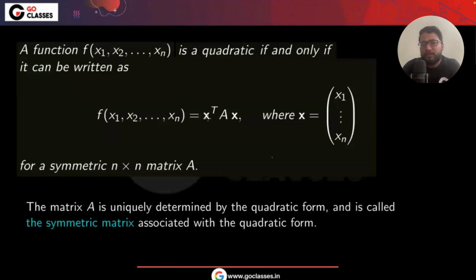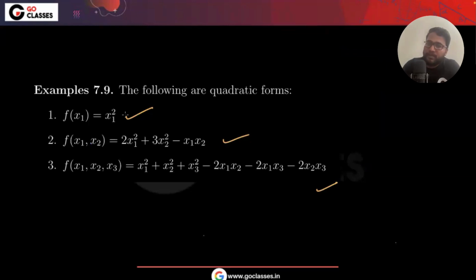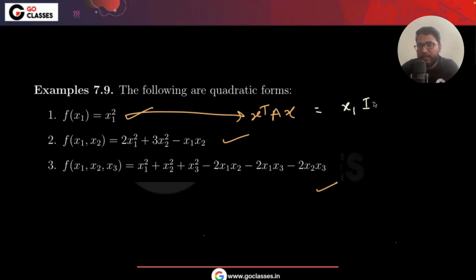Suppose f is a function which is a quadratic, then what we can do is represent this f just like x transpose Ax. Which means if this is a quadratic form, then you can represent it as x transpose Ax. Maybe here you can say very simply that x is nothing but x1, A is nothing but the identity matrix. So maybe you can represent this like x transpose x1. Here A is the identity matrix. Similarly, you can represent this also as x transpose Ax. So any quadratic form you can represent as x transpose Ax, right?